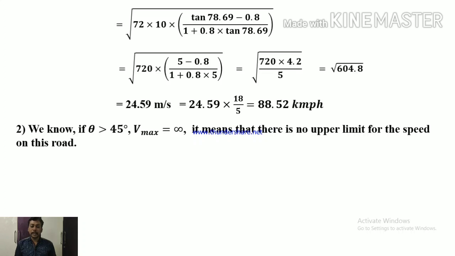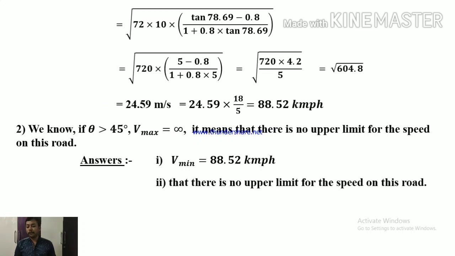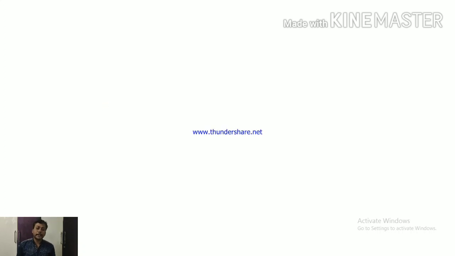And here in this second example, theta is greater than 45 degree, it means that there is no upper limit for the speed on this road. So answers are V minimum is 88.52 kilometer per hour, and second one, there is no upper limit for the speed on this road. Now let's take next example.